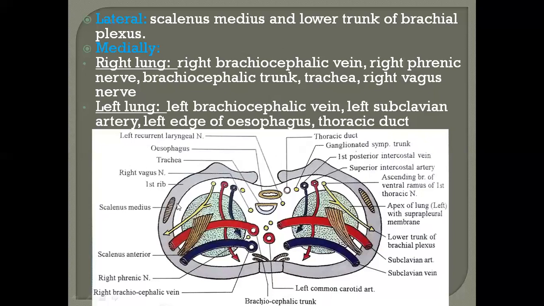Laterally, it is related to scalenus medius and the lower trunk of brachial plexus. Medially, on the right side, it is related to the right brachiocephalic vein, right phrenic nerve, brachiocephalic trunk, trachea, right vagus nerve. On the left side, it is related to left brachiocephalic vein, left subclavian artery, left edge of esophagus, and the thoracic duct.